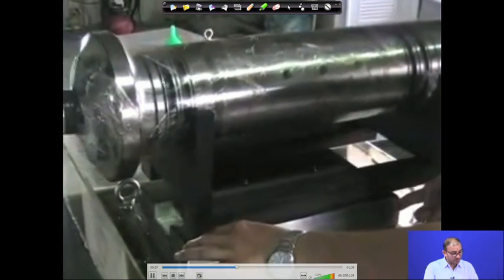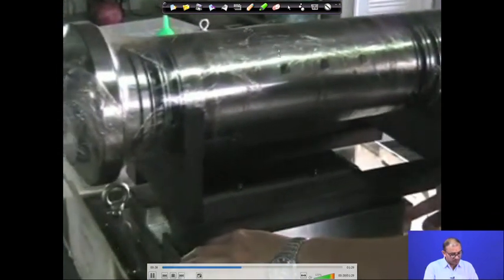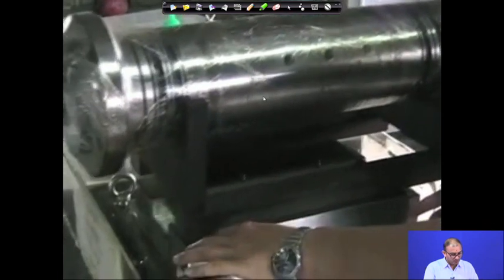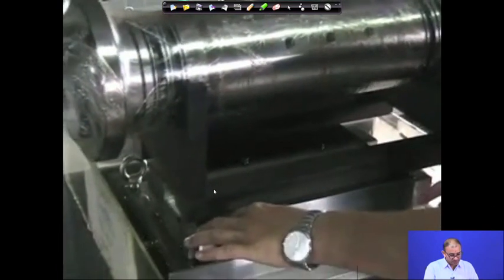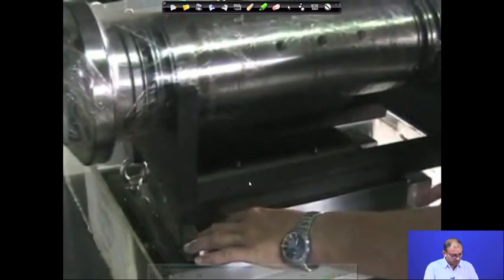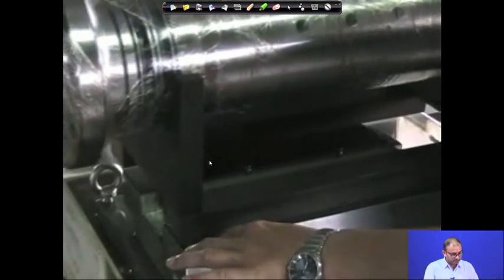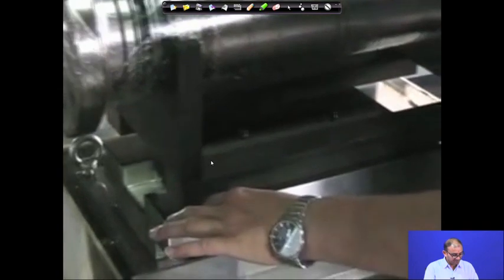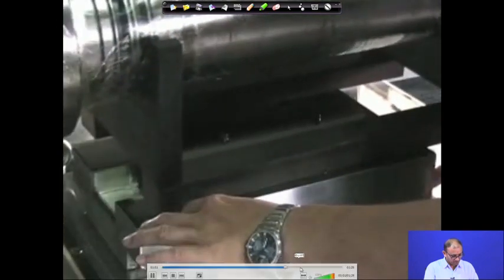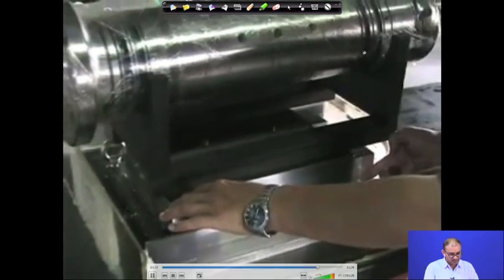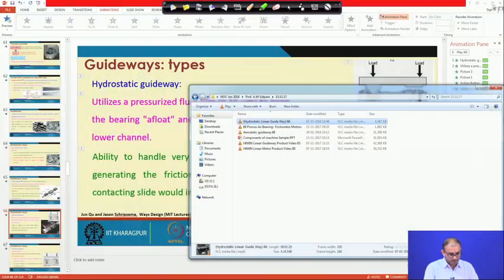Now, this is the thing which is mounted on the part. You can see that even when it is loaded with a very heavy component, you still get the same motion with this frictionless hydrostatic bearing. Correct?